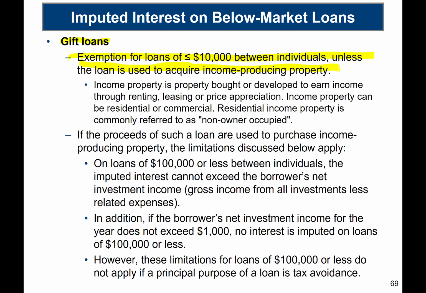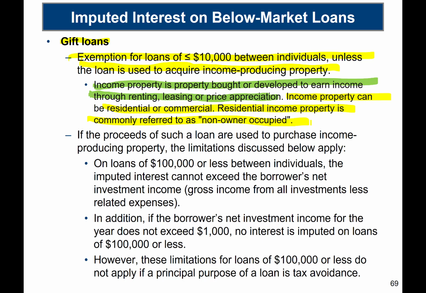Now, when we talk about income-producing property, we talk about property held for renting, leasing, price appreciation. When we talk about these properties, they could be residential or commercial. When we talk about residential, we're talking about non-owner occupied. So you've held this for some sort of investment. Question, guys? Is there a question?